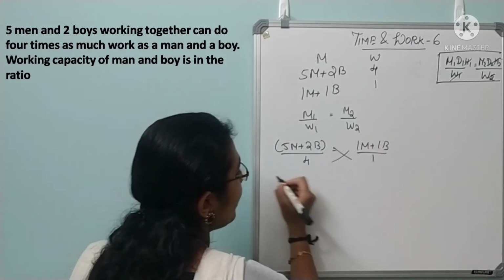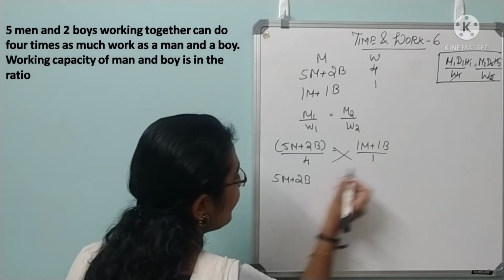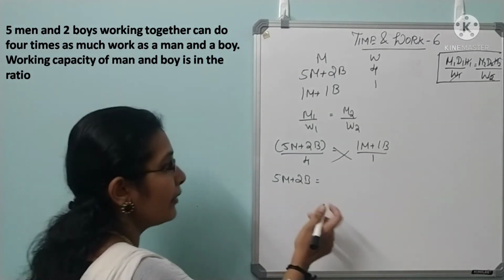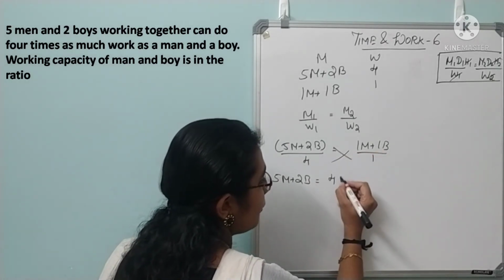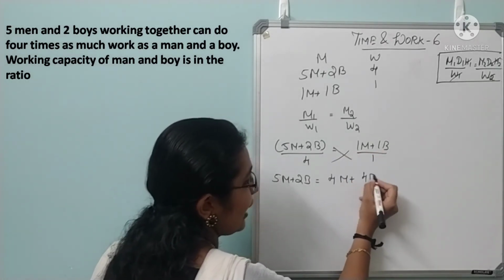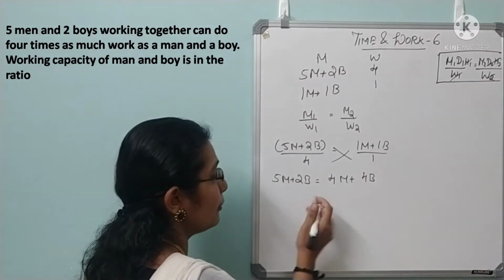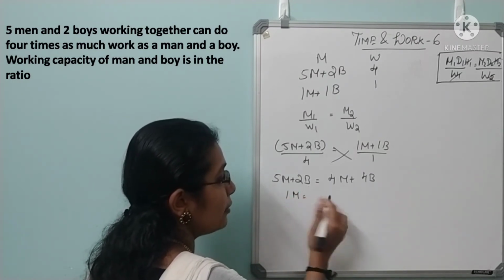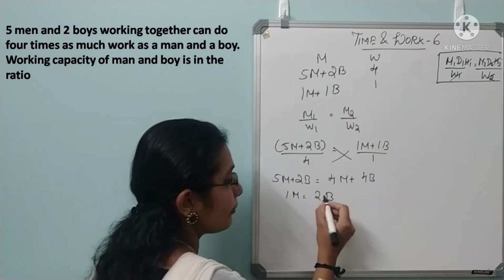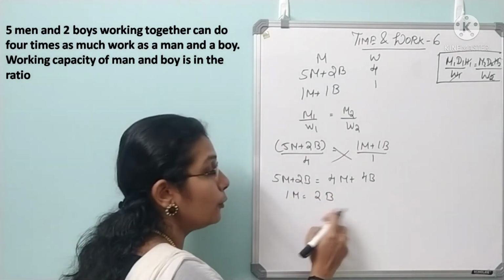So, cross multiply, you get it as (5M plus 2B) into 1, right? So, the same is equal to 4 into (1M plus 1B). So, 4M plus 4B. Correct? Now, taking all M terms to one side. So, 5 minus 4 is 1M, which is equal to 4B minus 2B, which is 2B. So, 1 man's work is completed by 2 boys.